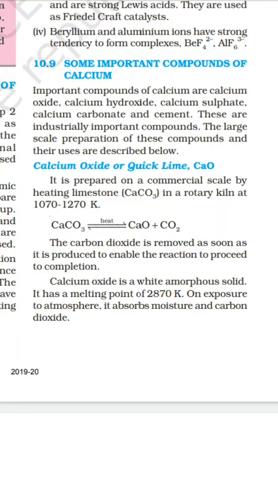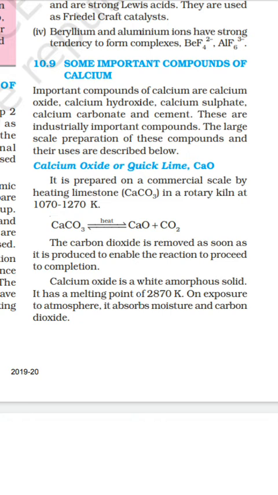9th point of the chapter, s-block elements: some important compounds of calcium. Important compounds of calcium are calcium oxide, calcium hydroxide, calcium sulfate, calcium carbonate and cement. These are industrially important compounds. The large scale preparation of these compounds and their uses are described below.